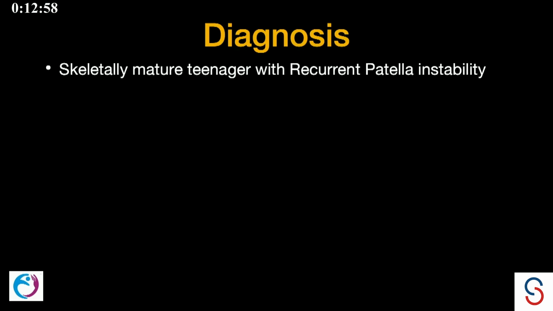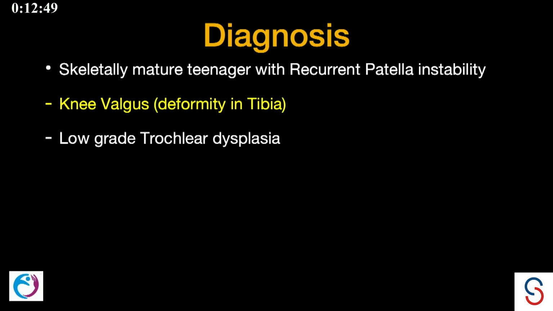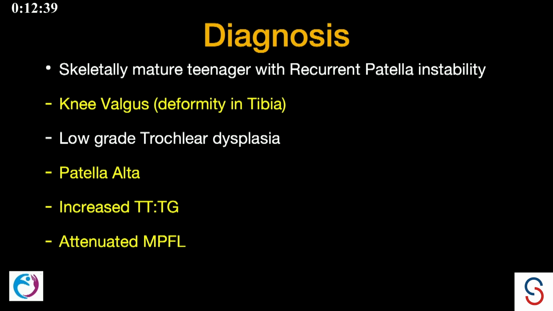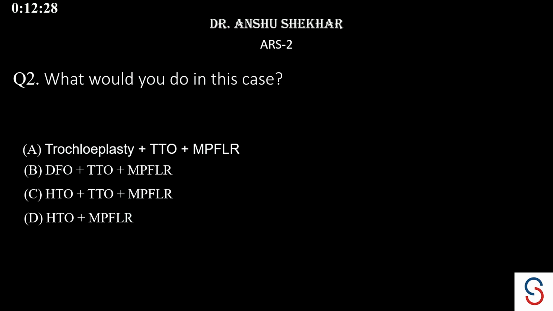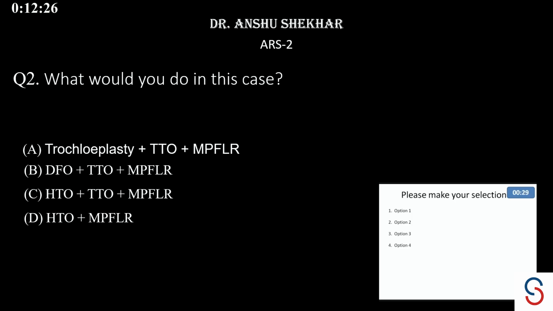So the diagnosis that we had was skeletally mature patient with recurrent patellar instability, symptomatic, valgus knee with the deformity lying in the tibia, low-grade trochlear dysplasia, Dejour type A, significant patella alta, increased TT-TG, attenuated MPFL, and a normal torsional profile. So this is the patient that we are dealing with now. So that comes to the second ARS question. If you could please put it up regarding what would be your plan for treating her now.